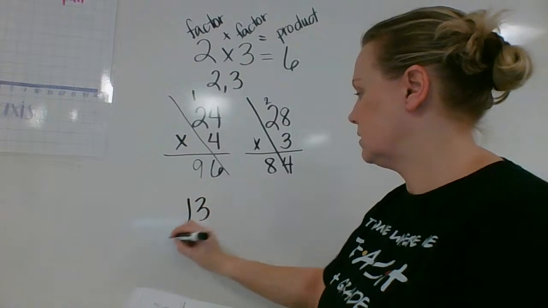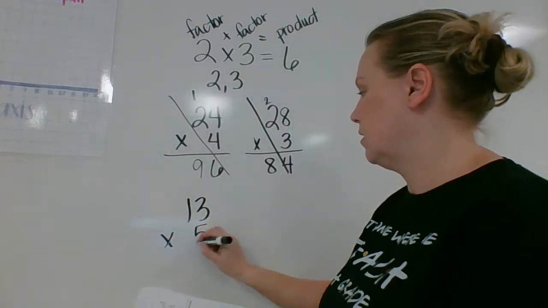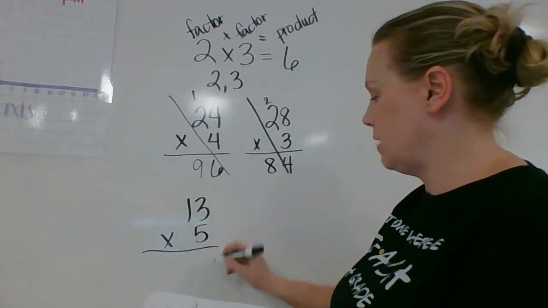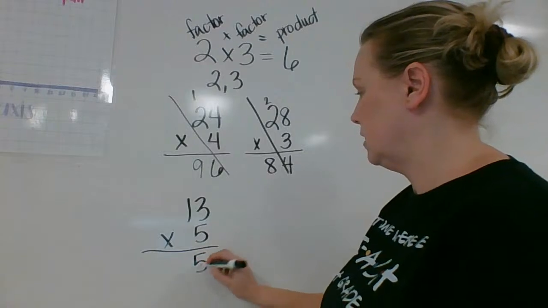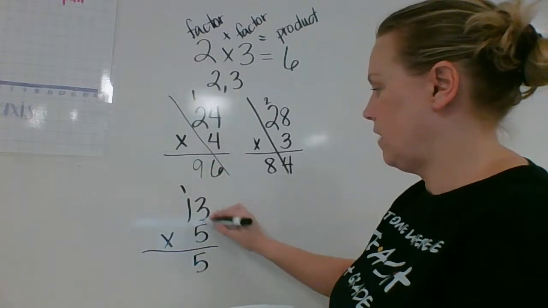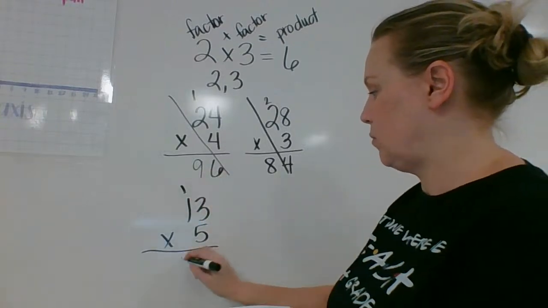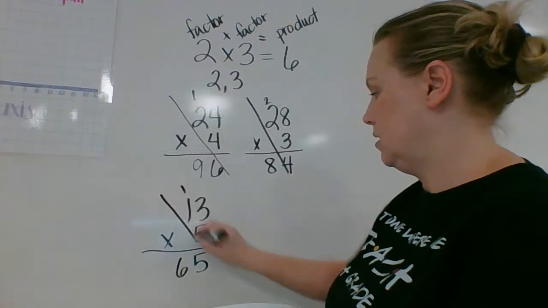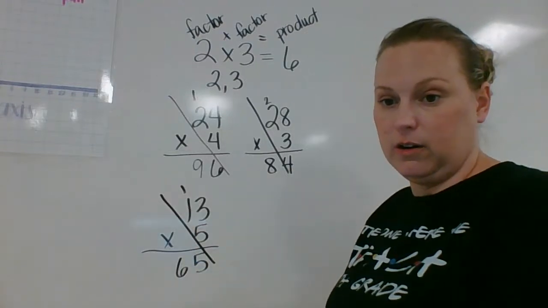13 times 5. 5 times 3 is 15. 5 times 1 is 5, plus 1 is 6. So that one does not work either.